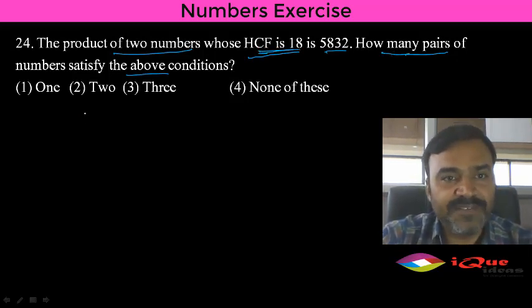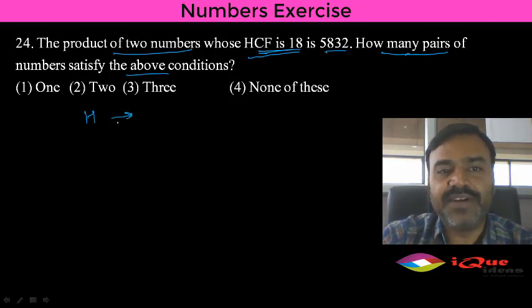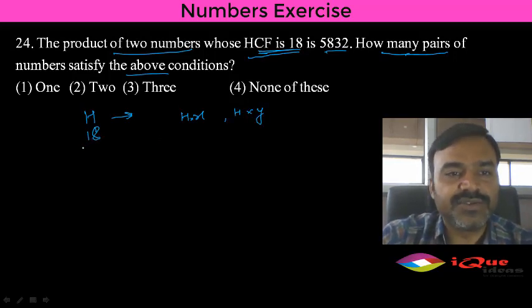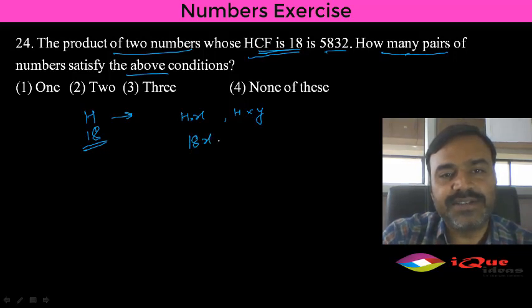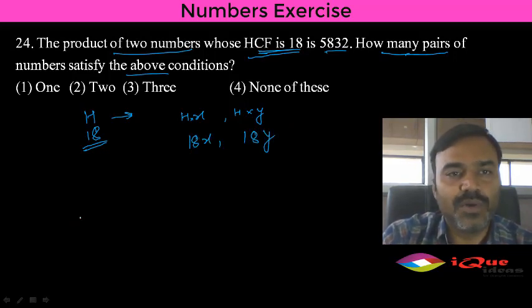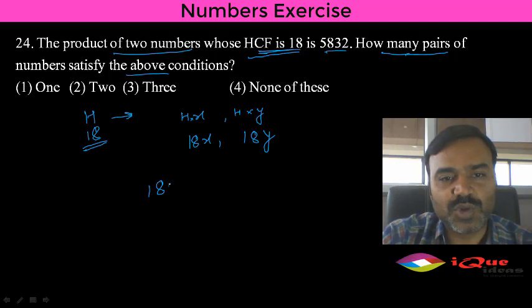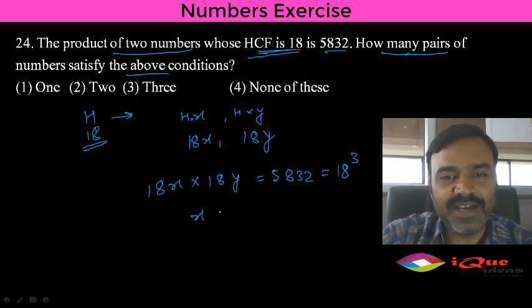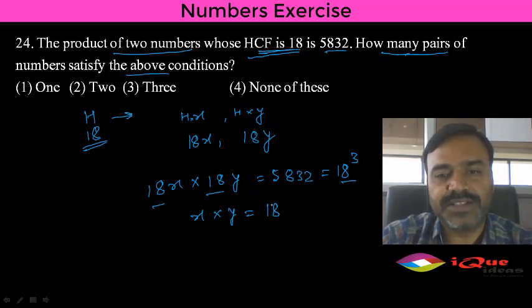Now remember, if HCF is H, then in theory we have done that the numbers can be taken as H into X and H into Y, right? Here HCF is given 18. So the numbers can be taken as 18X and 18Y, okay? And the product is given. So 18x into 18y is equal to 5832. Incidentally, 5832 is 18 cube. So we have x into y, this is 18 square and this is 18 cube. So we get x into y equal to 18.